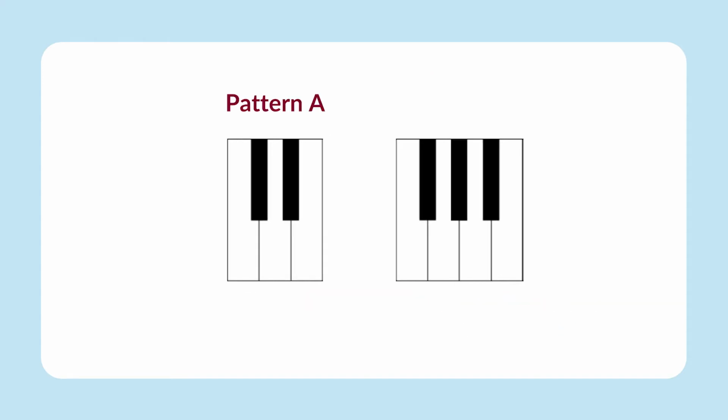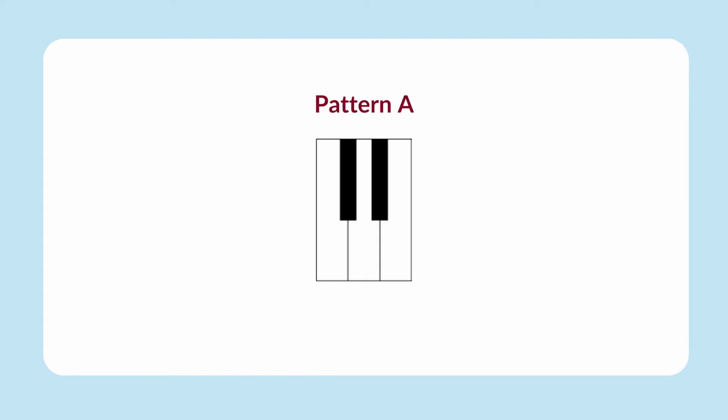We'll call these groups of 3 pattern A and these groups of 4 pattern B. To find all the C notes on our piano, we will look at pattern A. The very first white note in pattern A will always be C.